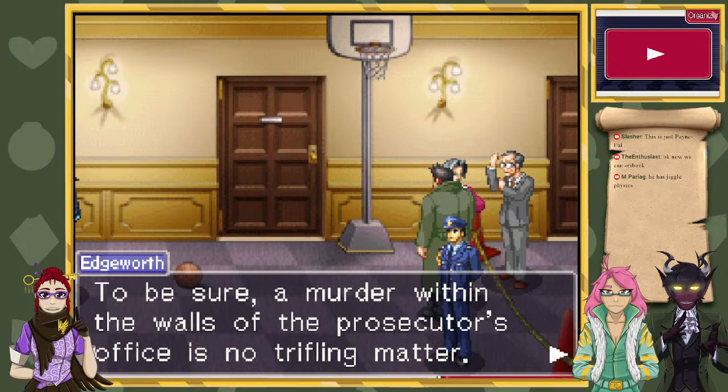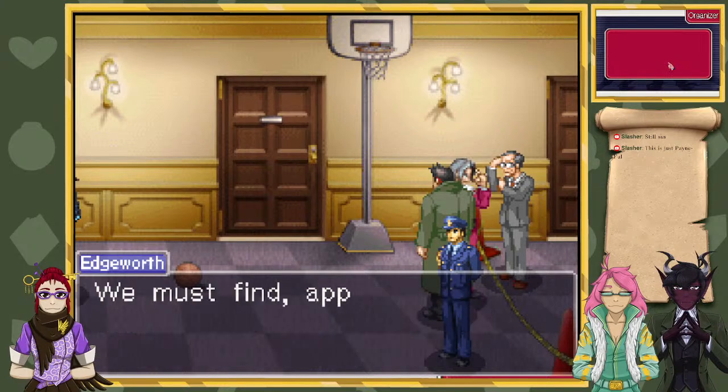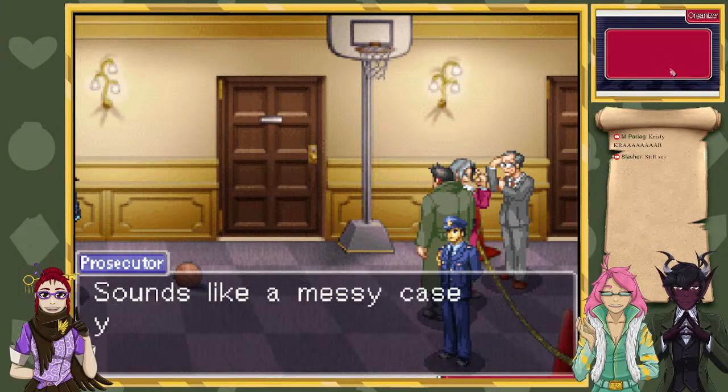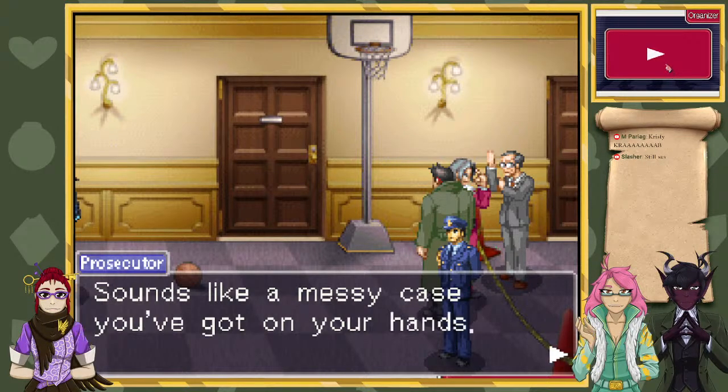You're in quite the pinch, Mr. Edgeworth. To be sure, a murder within the walls of the prosecutor's office is no trifling matter. Trifling? In the prosecutor's office, no. We must find, apprehend, chastise, finger wag, shake our head at, and scoff at the killer accordingly, post haste. And pat our non-existent pompadour. The messy case you've got on your hands.